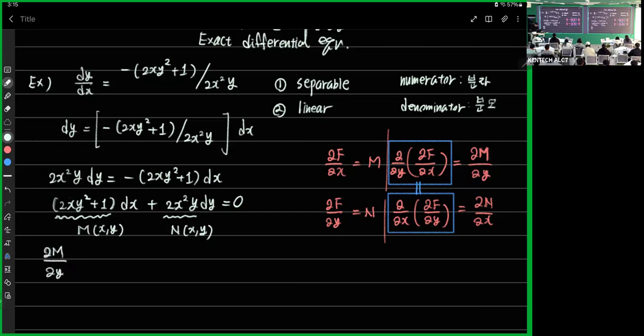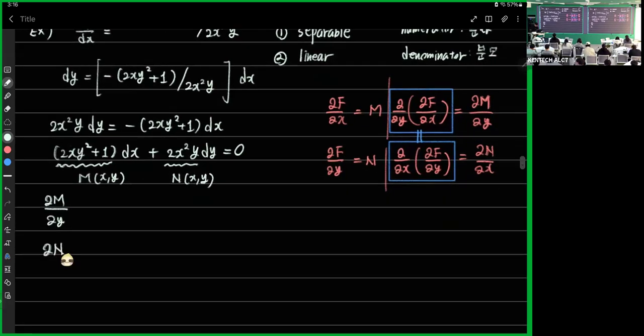Partial y. And I'm going to take the derivative of N with respect to x. Okay. So partial N, partial y is going to be what? When you take the derivative of a multivariable function with respect to one single variable, then we consider the other variable as constant.